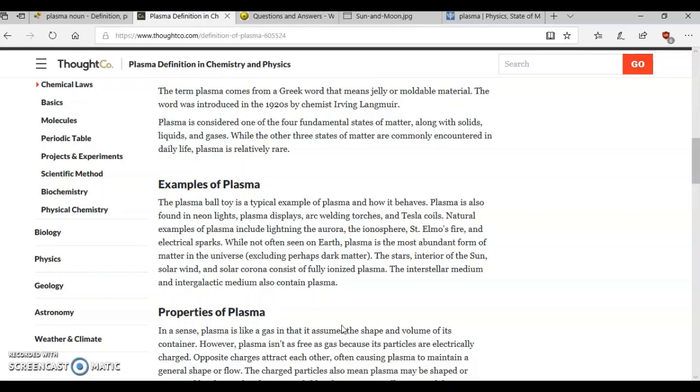While not often seen on Earth, plasma is the most abundant form of matter in the universe, excluding perhaps dark matter. The stars, interior of the sun, solar wind, and solar corona consist of fully ionized plasma. The interstellar medium and intergalactic medium also contains plasma.